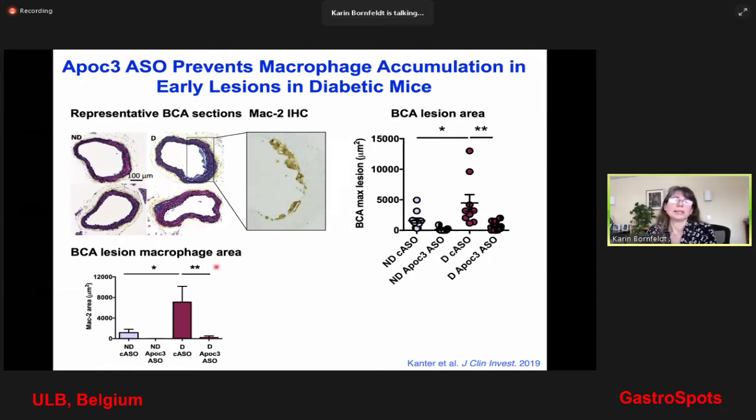And of course, since these lesions are very early macrophage-rich lesions, when we quantify macrophage area in the brachiocephalic artery, we see a very similar pattern.